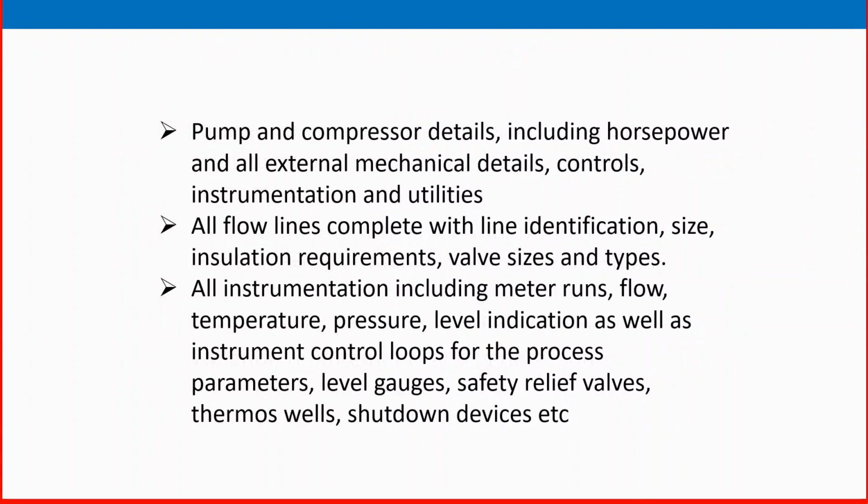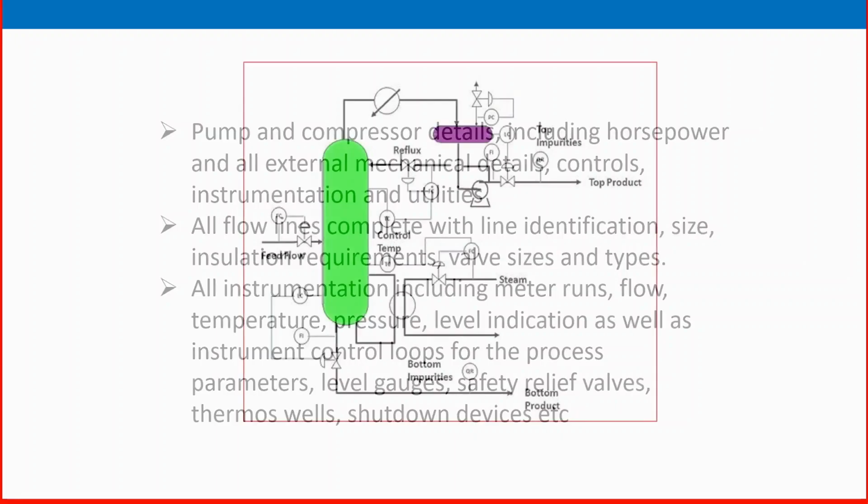Pump and compressor details including horsepower and all external mechanical details, controls, instrumentation and utilities, all details are included in a P&ID. All flow lines complete with line identification, size, insulation requirement, valve sizes and type. All instrumentation including meter run, flow, temperature, pressure, level indication as well as instrument control loops for the parameters, level gauges, safety relief valves, thermowell, shutdown devices, etc. All this information is provided in a P&ID.